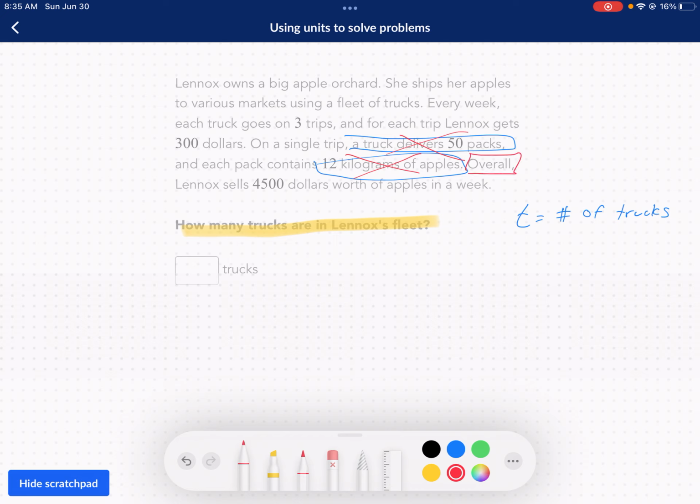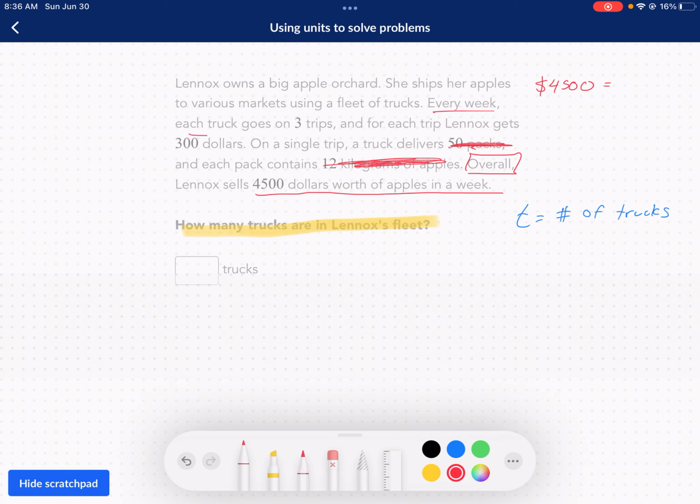Let me go back here. We know that there's $4,500 worth of apples in a week. So again, we don't need kilograms. We don't need packs. We just want dollars. So we have $4,500 in a week. And then how much does each truck make per week?